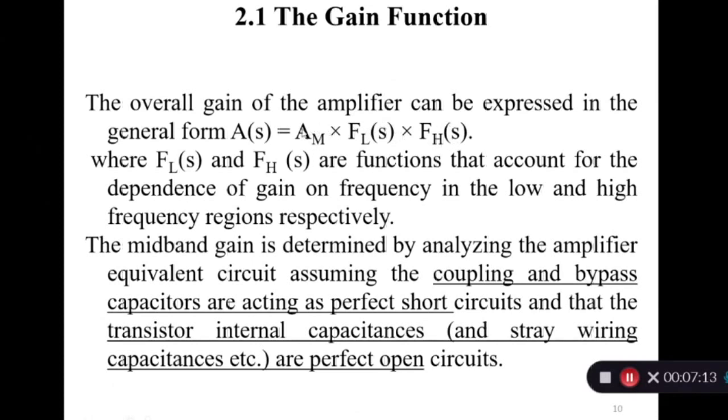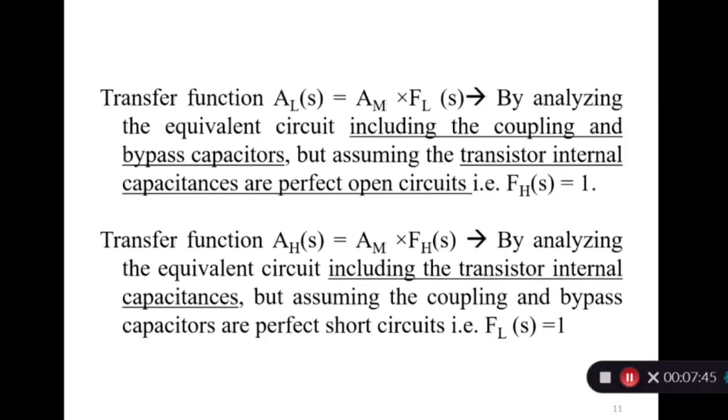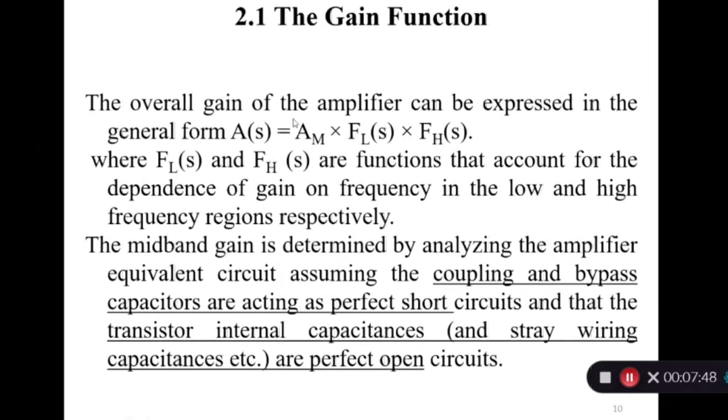When calculating AM, the mid-band gain is determined by analyzing the amplifier equivalent circuit, assuming that the coupling capacitors C1, C2 and the bypass capacitor CS act as perfect short circuits, and that the transistor's internal capacitances and other stray capacitances from wiring are perfect open circuits. We can then calculate the mid-band gain, and we will do this with the help of numerical examples. So this is the theory for AM. Now come to FL and FH.